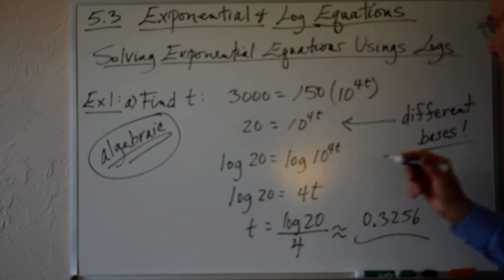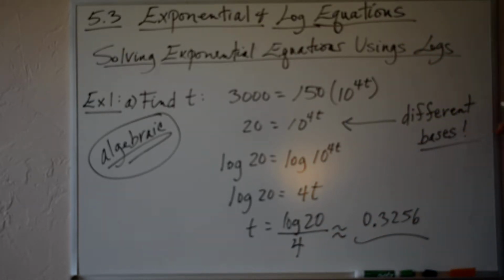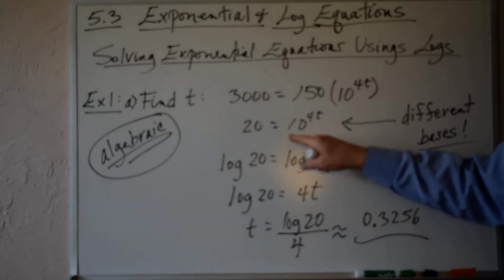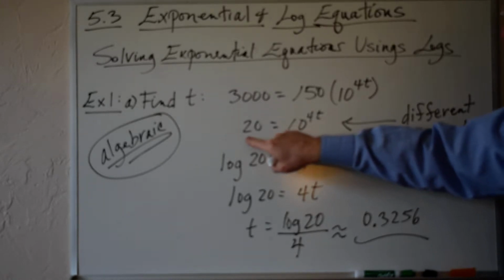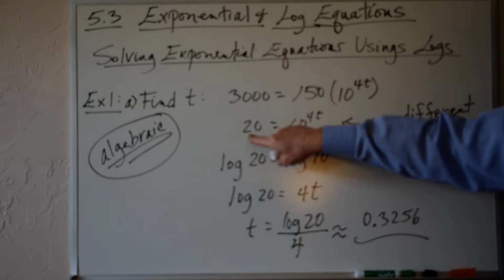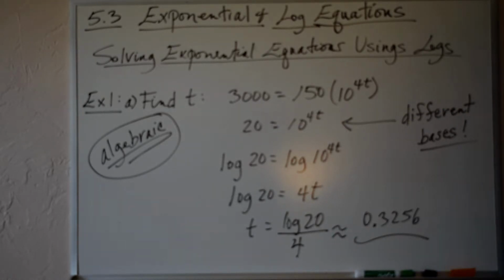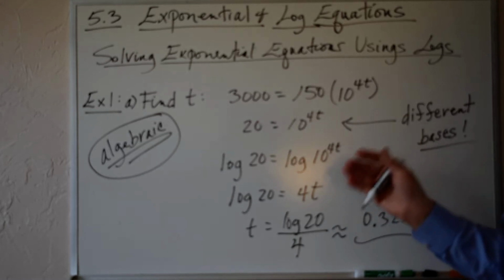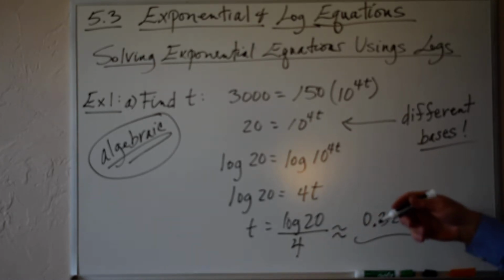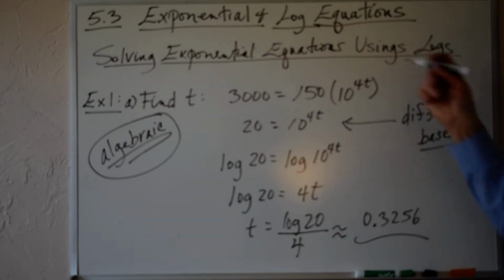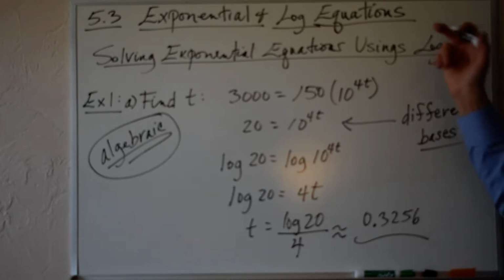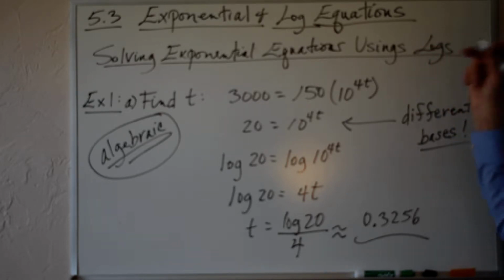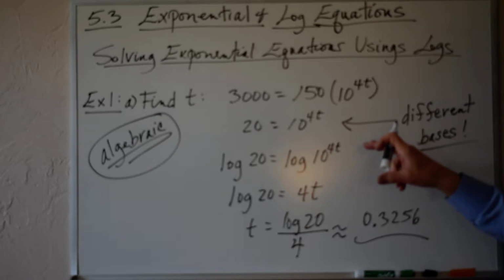Okay, but at this point I realize I've got a different situation. The base here is 10, the base here is 20. There's nothing I can do to change that, so there's no way I can get exponents equal to each other like we've been doing in the previous exponential equations that we solved. But now that we have logs, we have the tools to solve this.